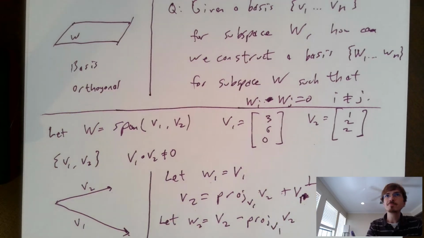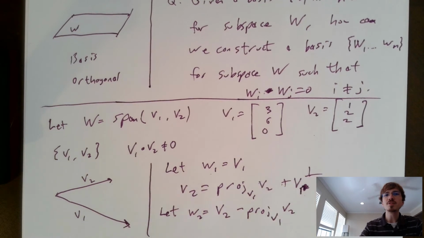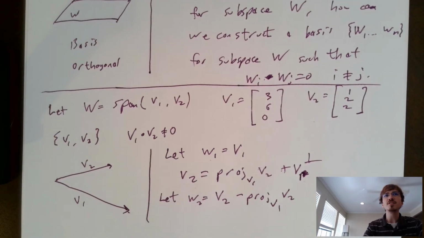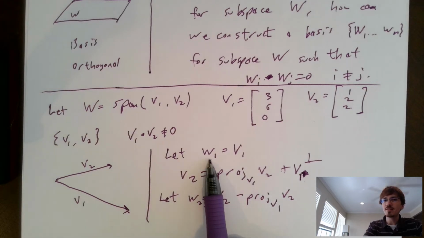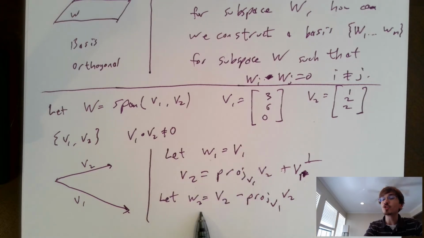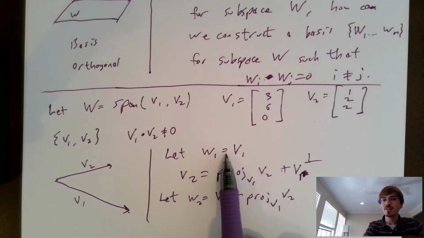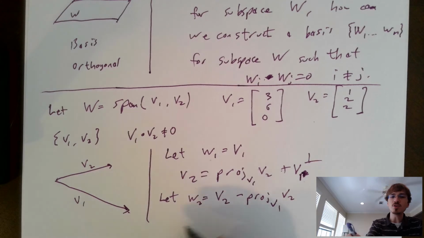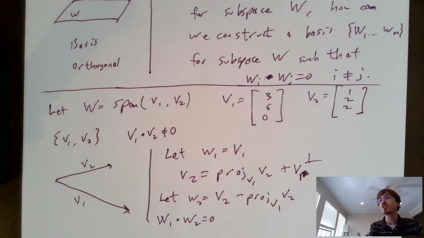And that seems like a reasonable thing to do. Let's see if it does anything for us. Well, what do we know now? We know that w1 and w2 are certainly perpendicular, because this vector is perpendicular to v1, and v1 is w1. So we know that w1 dot w2 is certainly equal to 0. So we know it's perpendicular.